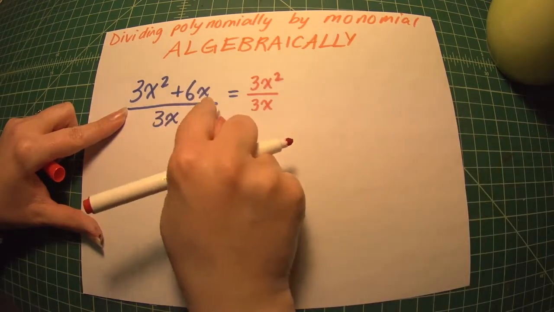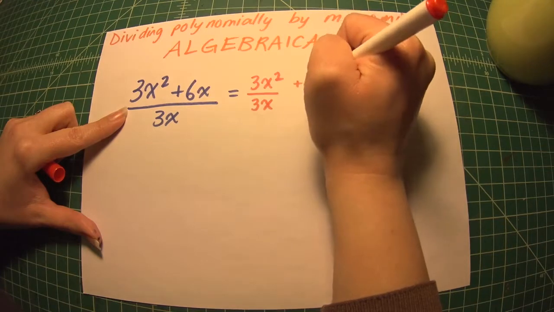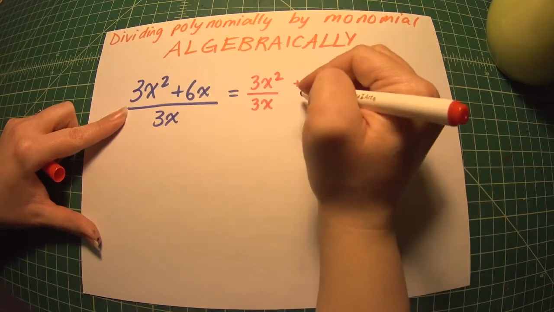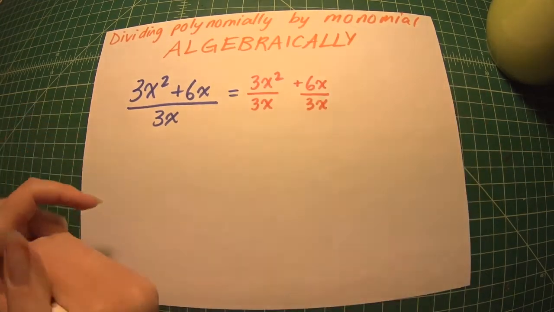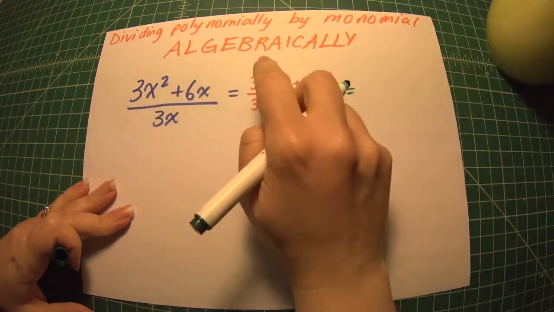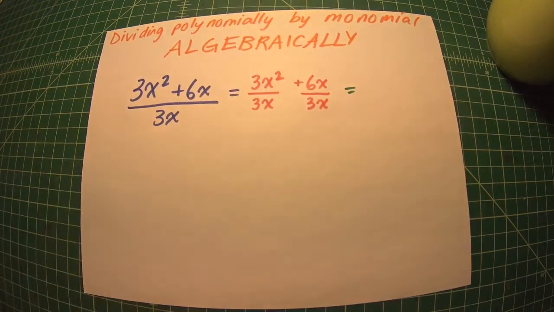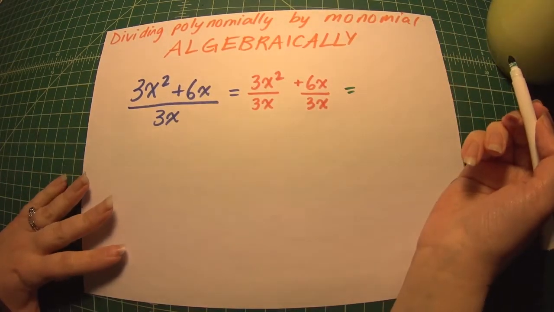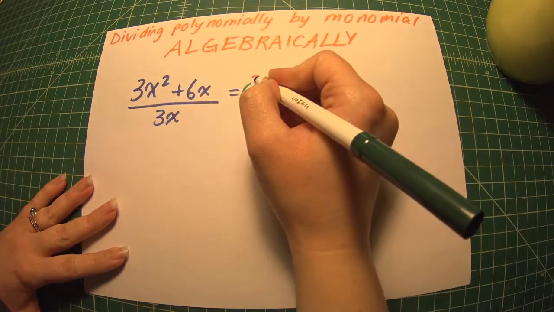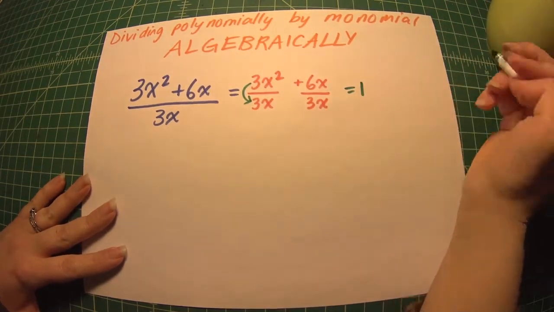Okay, the second term of the polynomial is this positive 6x here. And once again, I'm going to divide that by my monomial, 3x. Okay, so now what I've got in front of me is monomial divided by monomial, monomial divided by monomial, and that I can do. So numerical coefficient divided by numerical coefficient first. 3 divided by 3 gives me 1.